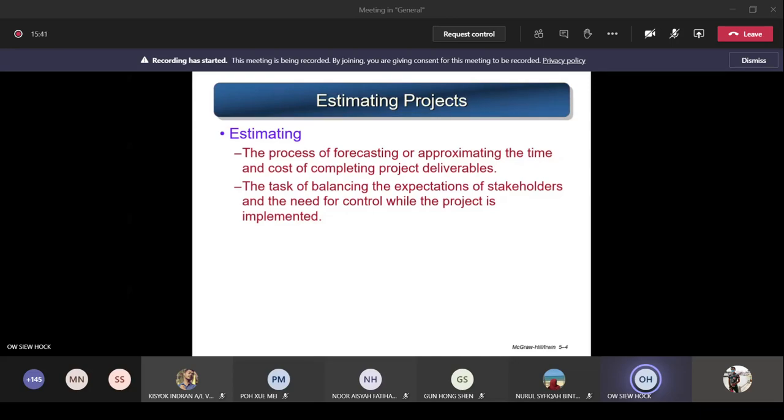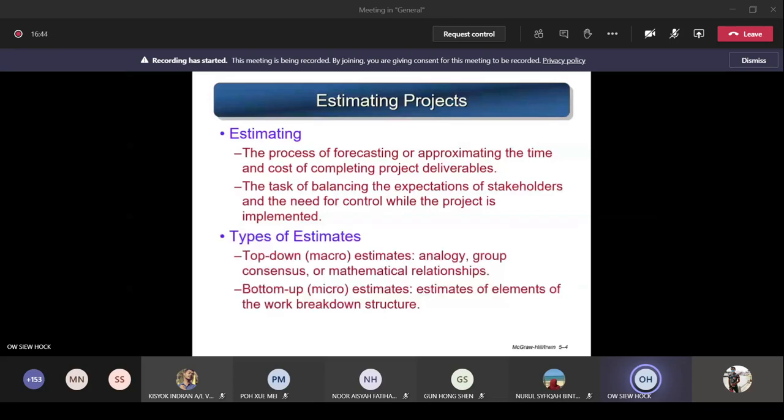First things first, the definition. What is the meaning of the term estimating? Estimating is the process of forecasting. You try to predict or approximate the time and cost of completing project deliverables. That means you estimate how much time you need to finish each phase of the deliverables, and in the end deliver the final product to the customer. It is the task of balancing the expectations of stakeholders and the need for control while the project is implemented. As you go along, you can tell, up to this point, how much money you should have spent, and whether you are ahead of time or behind time. So you can control the time and the amount you spend until a certain point. This is why you need project cost estimation. You will learn the macro method and the micro method, and at each point you can keep control of whether you are over budget or under budget.